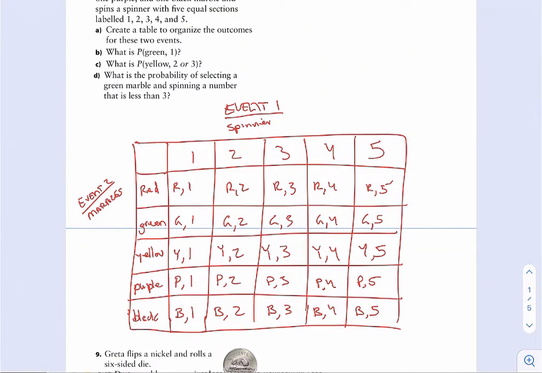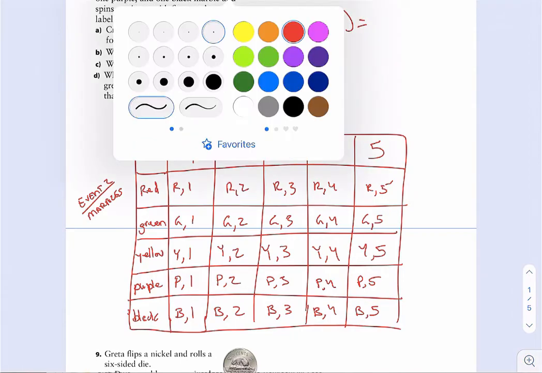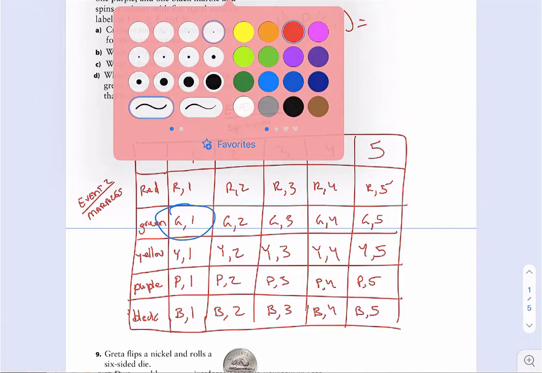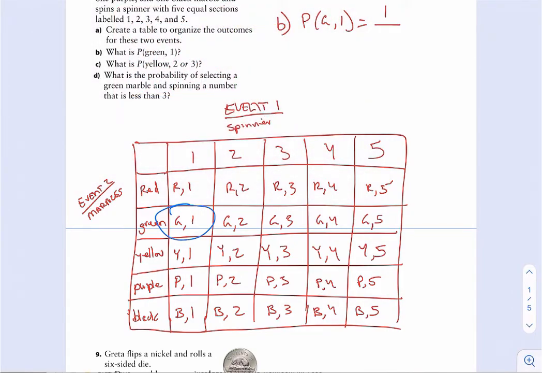Okay, so now we have some questions here. This one, B, says, what's the probability of choosing a green marble and spinning a 1? So we look back at our table here. How often does that occur? Green and 1 occurs 1 time. So we would say 1 over how many outcomes are possible in this total table? 5 along this side, 5 along this side is 25 total. 5 times 5. So we have 1 to 25, 1 out of 25, and that would be 4%.